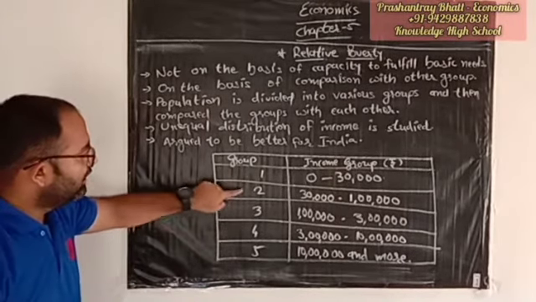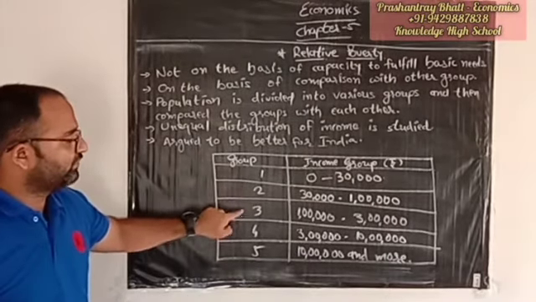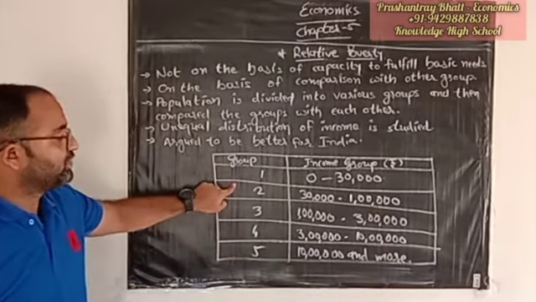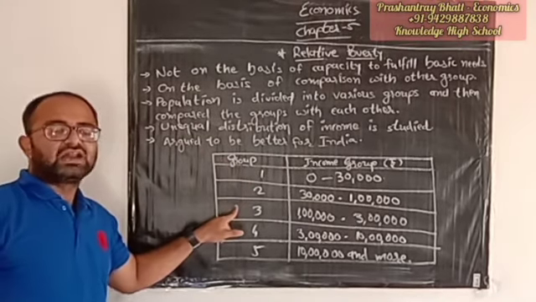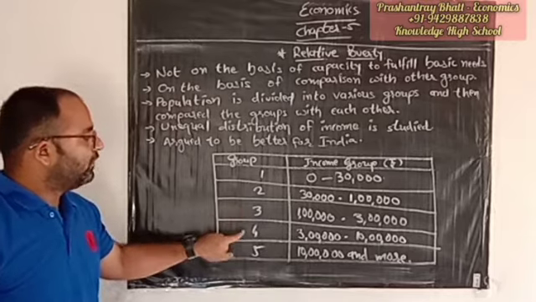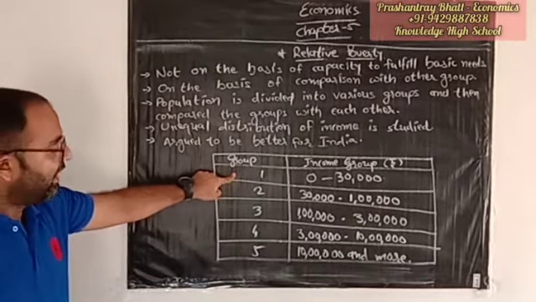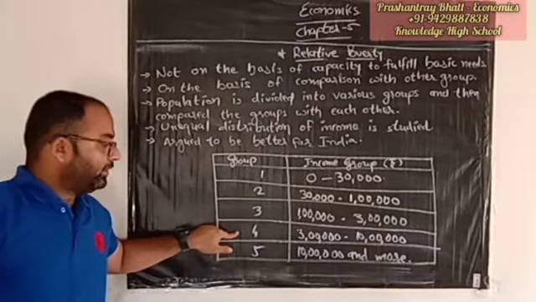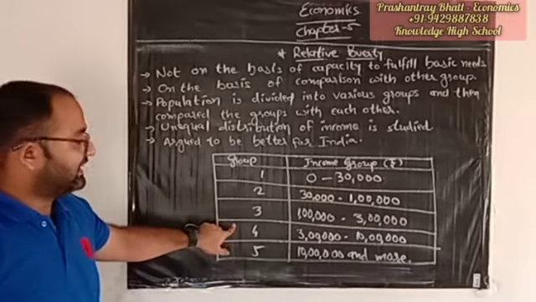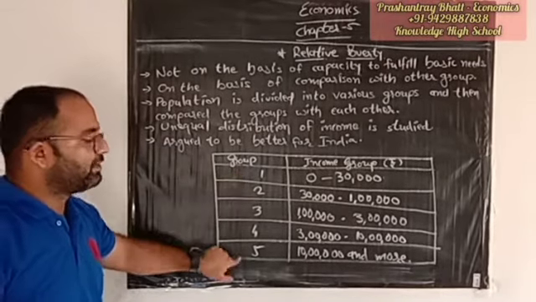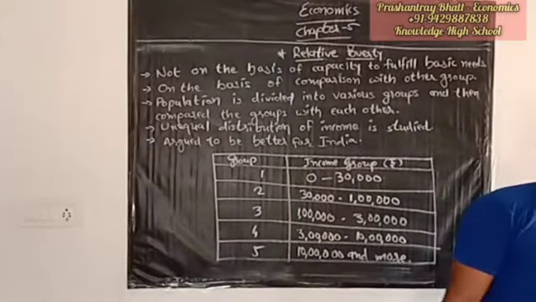How? If I talk about group number 2, they are poor in comparison to 3, 4 and 5, but they are rich in comparison to group number 1. In the same way, group number 3 are the people who are poorer than 4 and 5, but richer than 2 and 1. And the fourth group, they are poor in comparison to 5, but rich in comparison to 3, 2 and 1, and group number 5 is having the highest income ratio. That means they are not poor, they are the richest people.